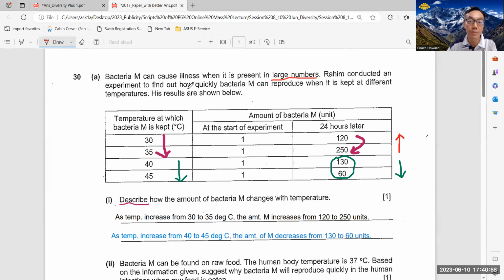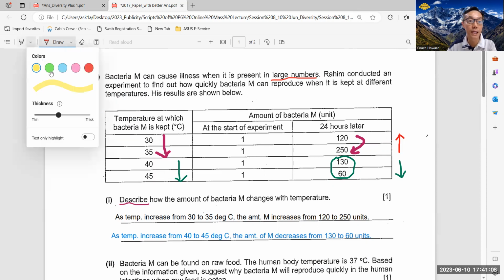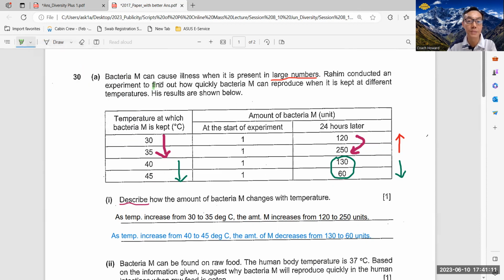Rahim conducted an experiment to find out how quickly bacterial M can reproduce when it's kept at different temperatures. And this is the result. So I want you to highlight this part, which is the objective of the experiment, to find out how quickly bacterial M can reproduce when kept at different temperatures. The temperature ranges from 30, 35, 40 to 45. And at the start of the experiment, they start with one bacteria. So everyone has one. And there are some patterns involved.